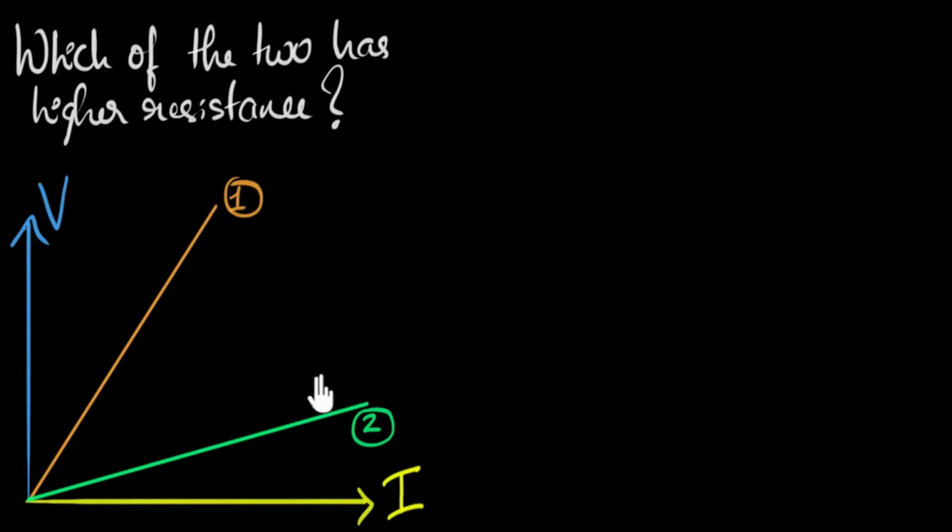Now, notice that both the materials have the graph of a straight line passing through the origin. So both materials obey Ohm's law. So we need to check now which of them has a higher value of resistance. To do this, let's quickly recall what Ohm's law was. Ohm's law says that voltage V equals current I times the resistance R.